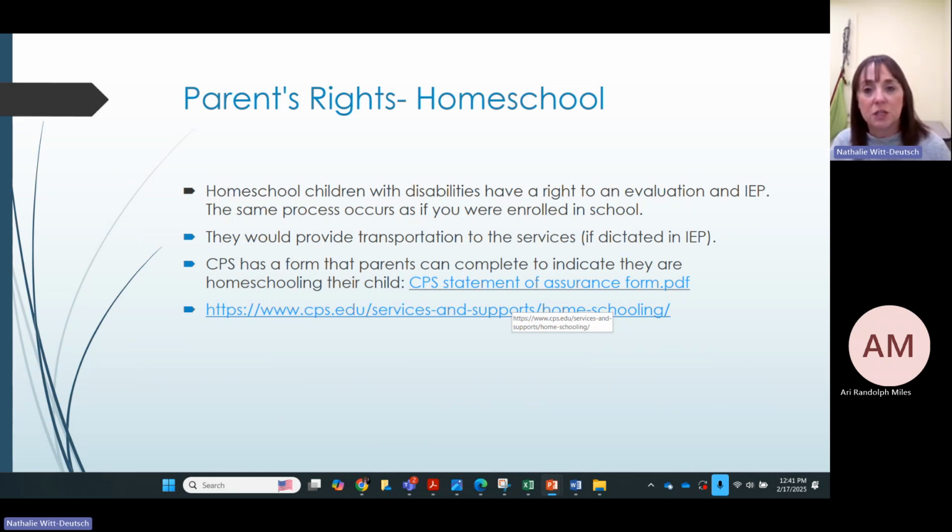They would provide transportation to these services if it is dictated in the IEP. So say that your child has an IEP and they're eligible for speech services, but you're choosing to homeschool, they can still provide, if it is dictated in the IEP, transportation to receive speech services within that school.